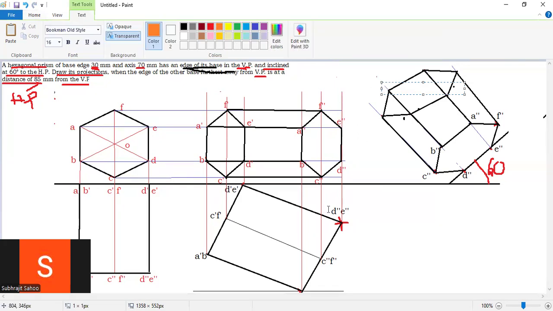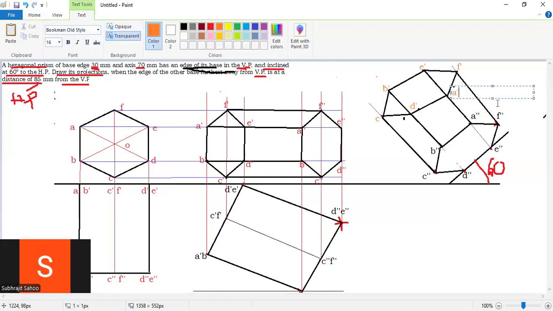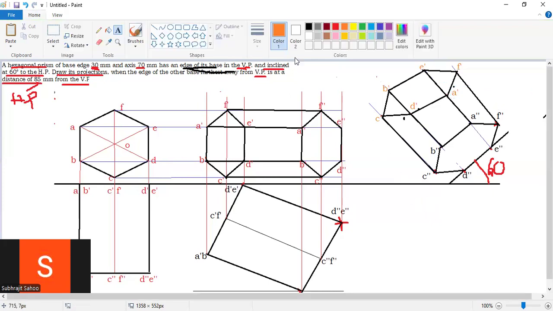This much I am doing means B dash, E dash, F dash, right? C dash, D dash. This one is finally A dash, right? After naming, what you will do is the projection line, a very thin line.